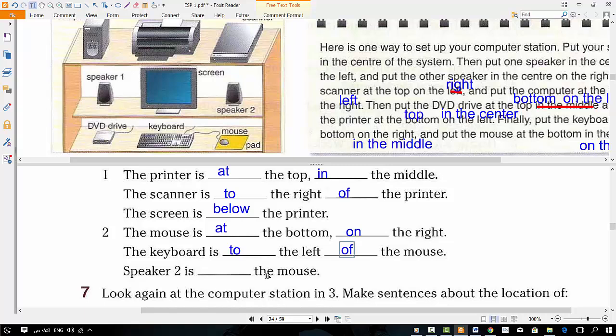Speaker 2 is the mouse. Speaker 2, and this is the mouse. Where is speaker 2? Speaker 2 is above the mouse.